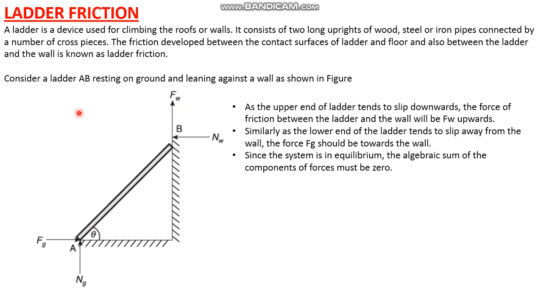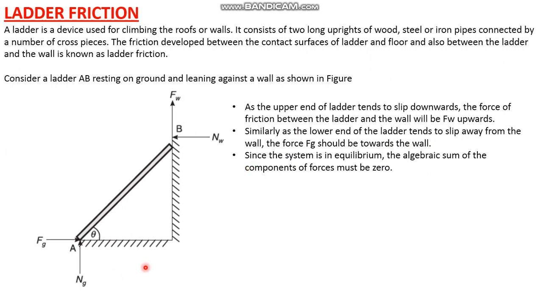Now let us consider a ladder AB leaning against a wall and on the floor surface. As the upper end of the ladder tends to slip downwards, a force of friction develops between the ladder and the wall. As the ladder tries to go down, the frictional force will be upwards. This is F_W. Similarly, the lower end of the ladder tends to slip away from the wall, so this point tries to go towards this side. Therefore the friction force will be towards the wall.